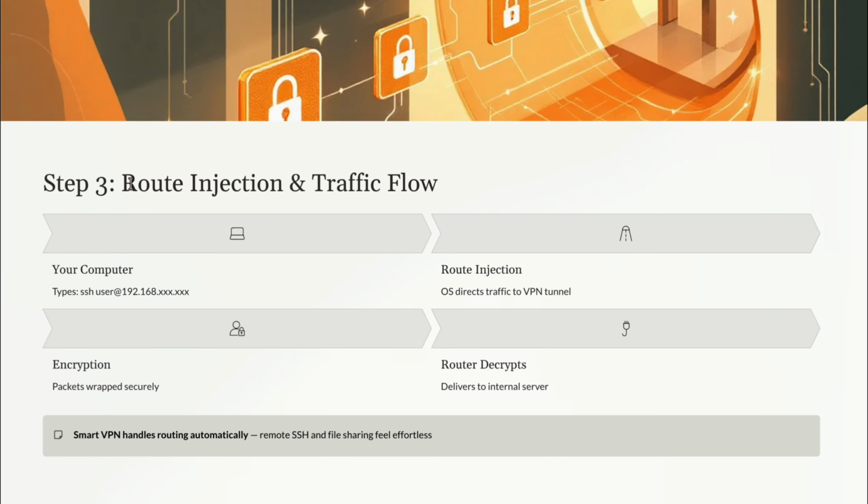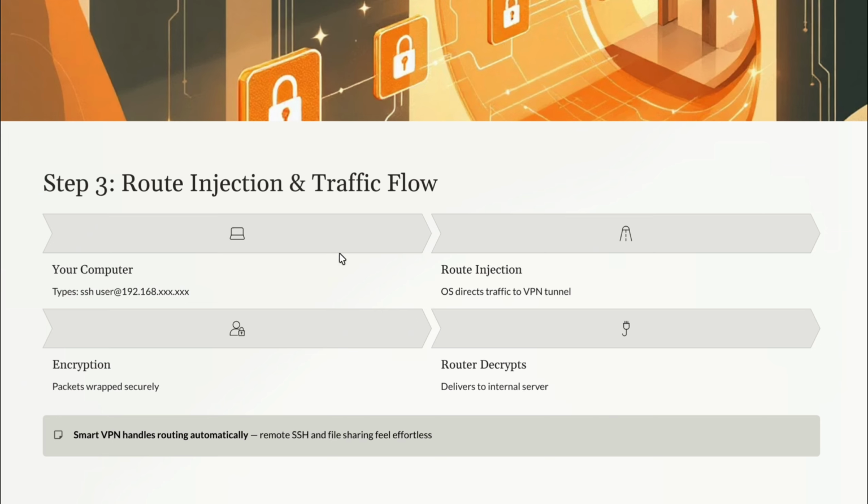Next, route injection and traffic flow. Now, how does your computer know which traffic should go through that tunnel? That's where route injection comes in. The VPN client tells your operating system that for any traffic going to 192.168.x.x, send it through the VPN.